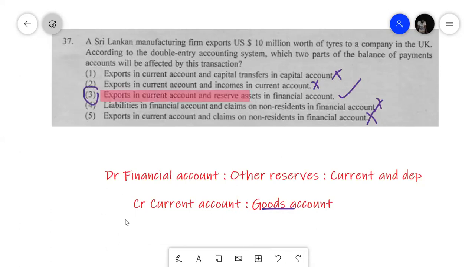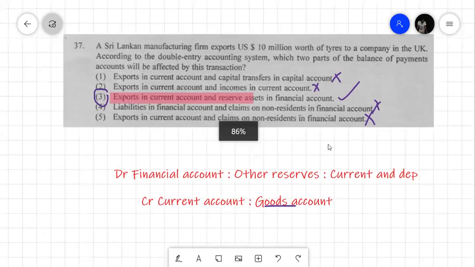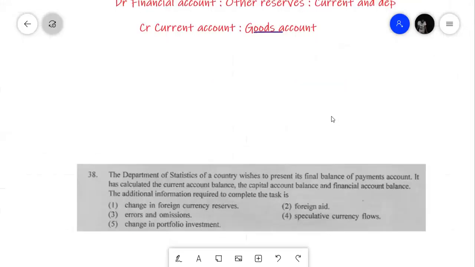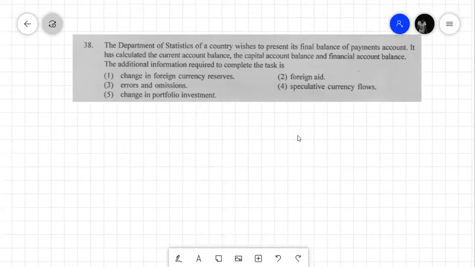Okay, this is a very easy one, guys. Please make sure that you all know your double entry, because this double entry is very basic, right? It's simply the debits and the credits that you all need to know. That's 37. Okay, 38.